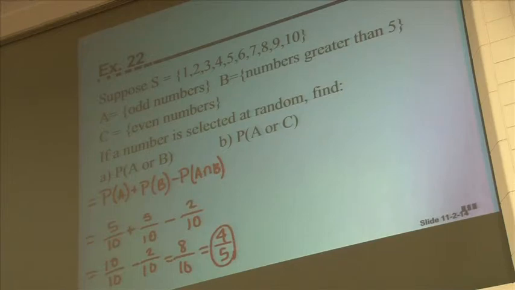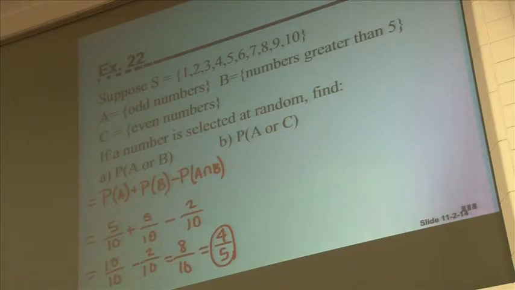You can also use a handy-dandy calculator to give you the same answer. Make sure you put your fractions in parentheses. So, parentheses, 5 divided by 10, close parentheses, plus parentheses, 5 divided by 10, close parentheses, minus parentheses, 2 divided by 10, close parentheses. Always put your fractions in parentheses when you come to a calculator.